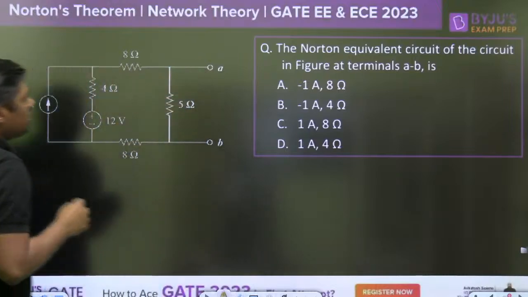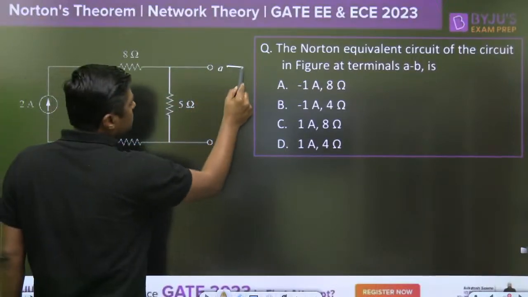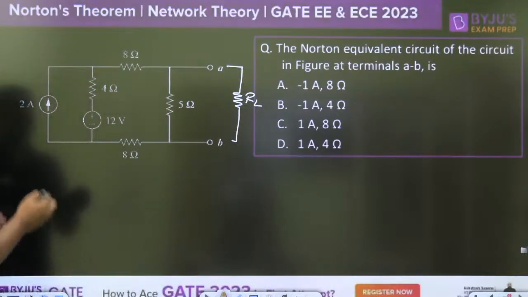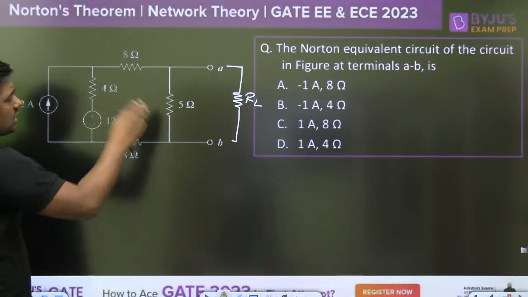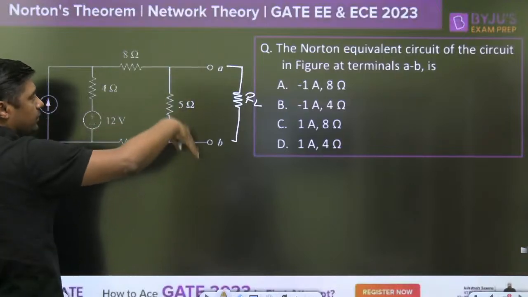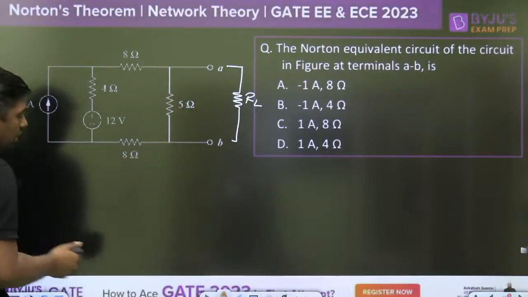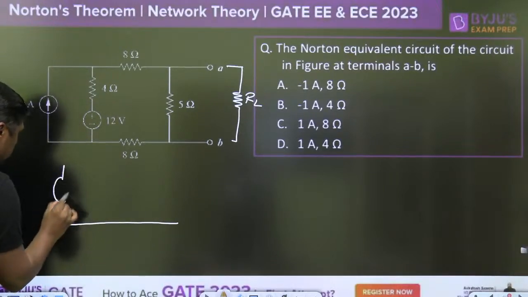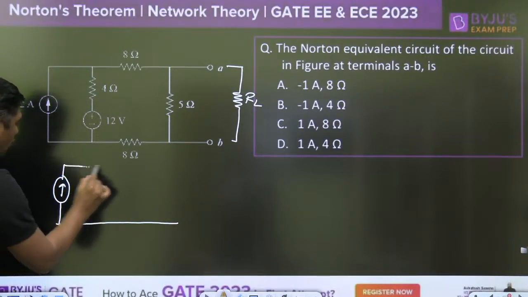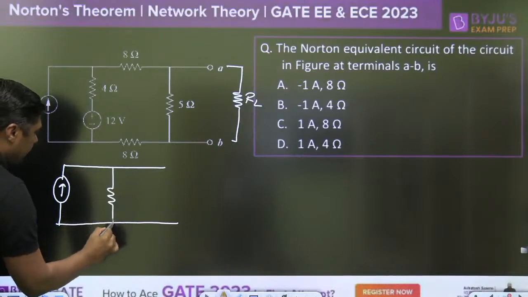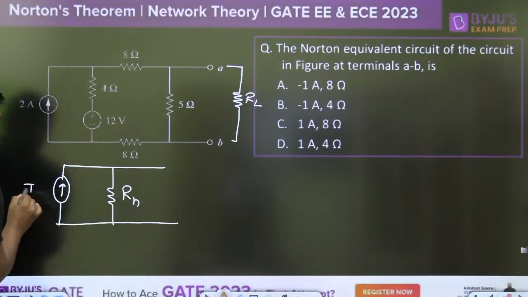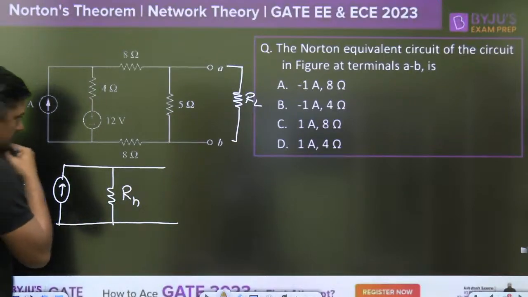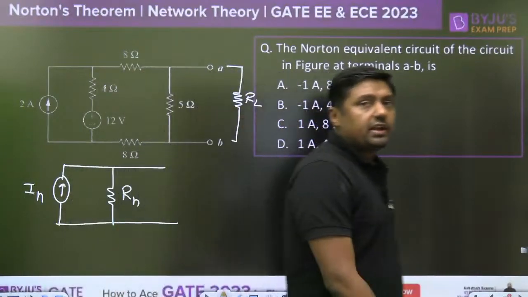Let this be the terminal AB. Already RL is removed here. You have to find the Norton's equivalent across A and B, which means you have to convert this diagram into a single current source and one resistor in parallel with it. That is called RN, and this is called IN. So what is the value of IN and what is the value of RN? Now this is a very tricky question.